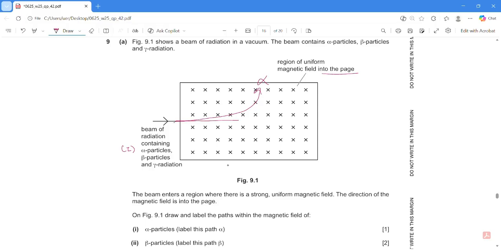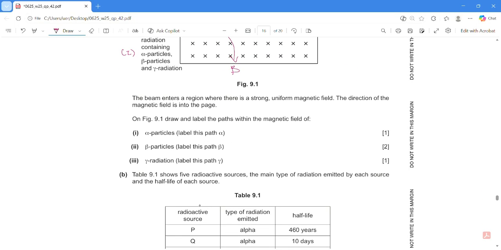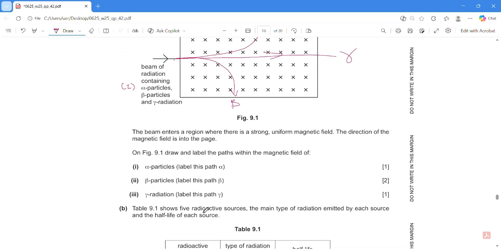So easy. The gamma is always a straight line, because gamma has no charge. And your beta will be opposite of your alpha, and it will deflect more because the electrons are lighter. So yeah, you're done. Easy peasy.